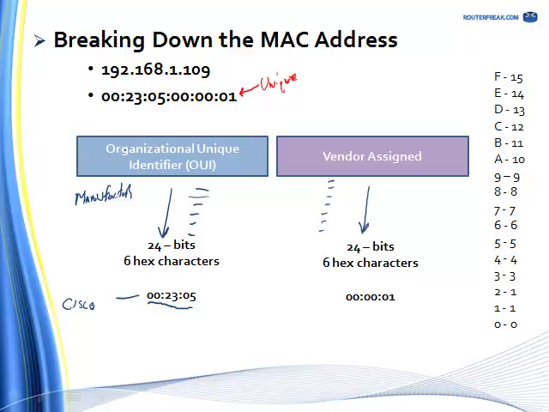Now, the MAC address is a 12-character number, but it's a 12 hexadecimal character number. To back up, the decimal system is what humans use. It's a base 10 numbering system, and we're all pretty comfortable with it. You count 1 through 10, to 100, to 1,000, to 1 million. It goes from 0 through 9, and then it repeats itself over and over again.